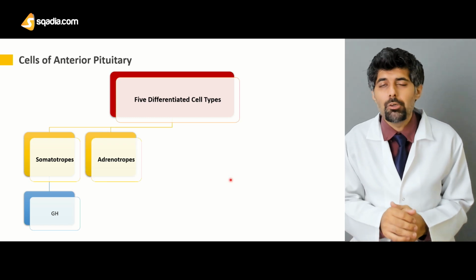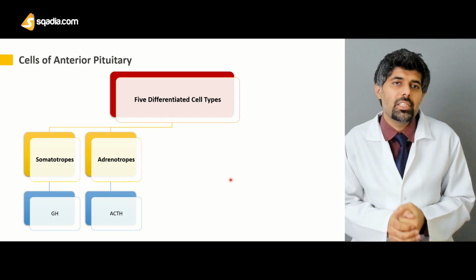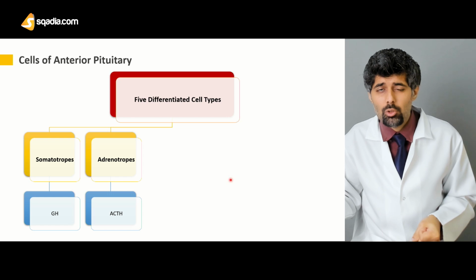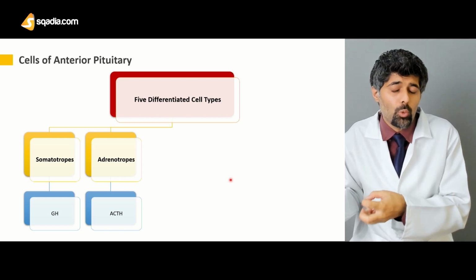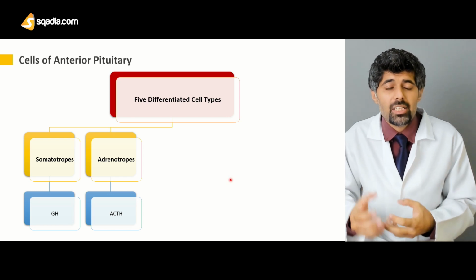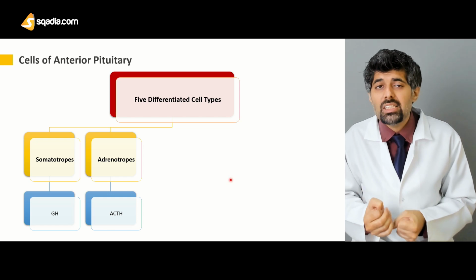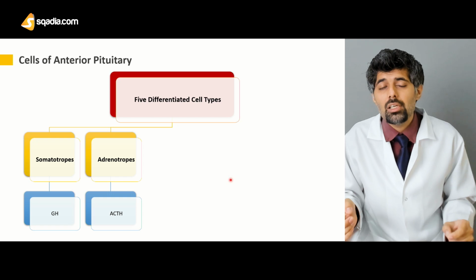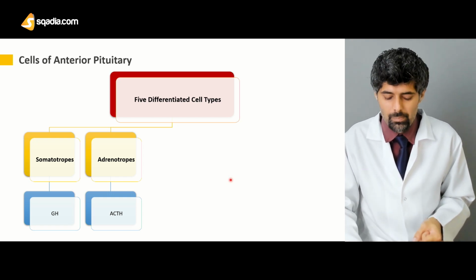Then we have the adrenotropes. Adrenotropes are the ones which release the adrenocorticotropic hormone. Now, adrenocorticotropic hormone is the one which affects the adrenal gland of our body, or to be more precise, it affects the cortex of the adrenal gland, or the suprarenal gland, of our body.